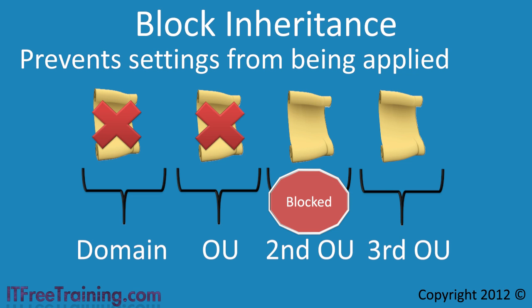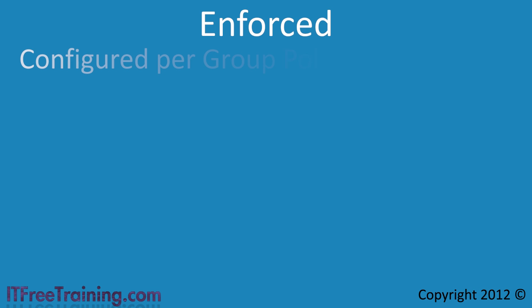In some cases, an administrator may have settings that they want all computers to have. They do not want an administrator to have the option to block settings that they have configured. To allow this, Group Policy has the option to enforce settings. The Enforce Setting option can be configured per Group Policy, unlike Block Inheritance, which is configured per OU.